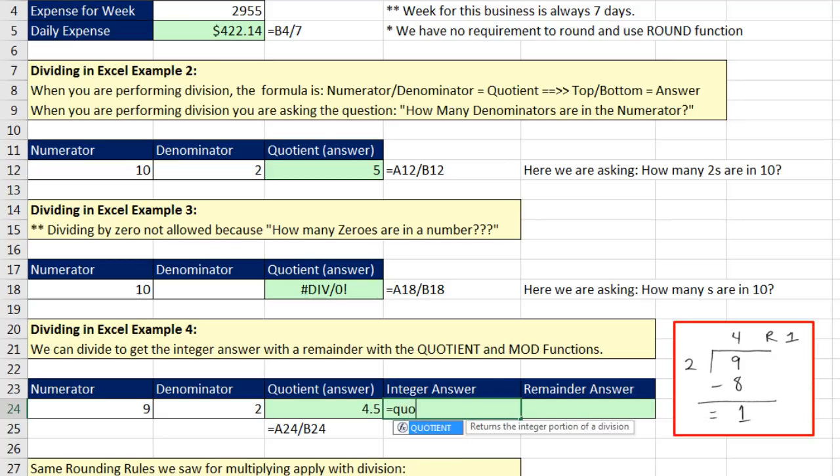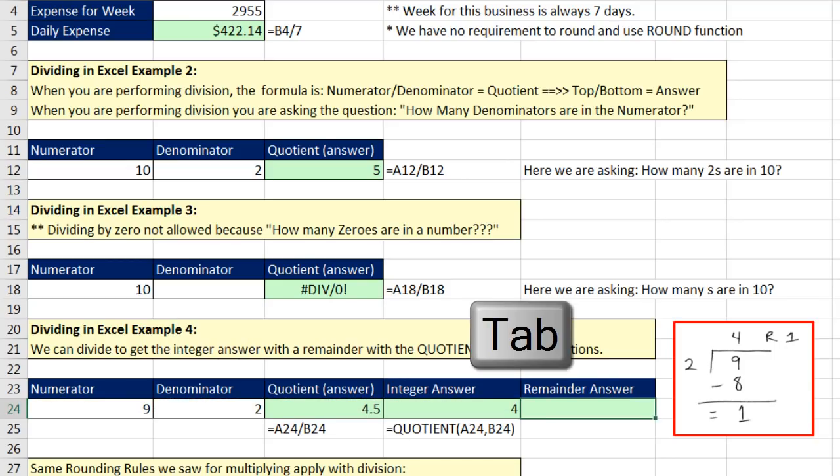Equals QUO, and I see quotient. And notice the screen tip is polite. It'll tell us what it does. Returns the integer part of division, so tab. And look at this. This function refers to top and bottom as numerator and denominator. So I'm going to use my left arrow to get the numerator, comma, left arrow to get the denominator. That means when I tab, it gives me 4, just the integer part.